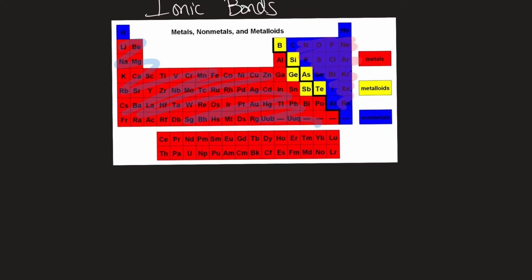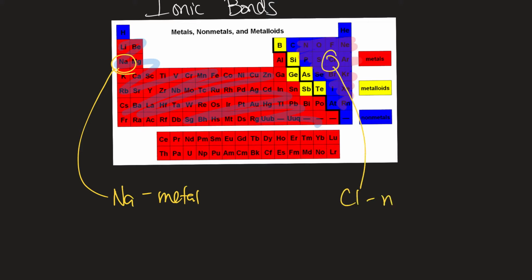For example, let's say we have sodium. Sodium is your metal. And then we're going to look at chlorine. Chlorine here is our nonmetal. When these two elements combine, or when these two atoms combine, they create what we call an ionic compound. So what takes place? How do these two bond together?